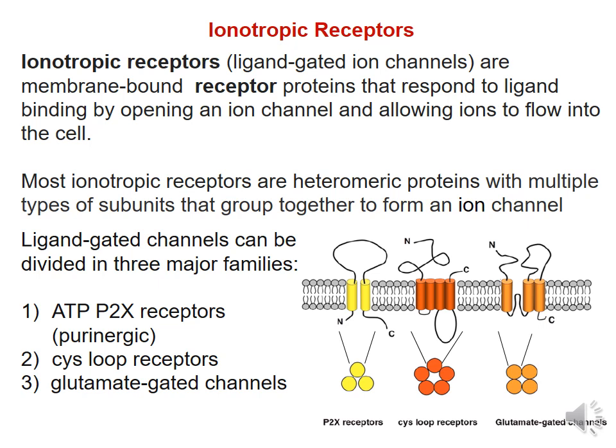And the last family, the third, glutamate-gated channels, are tetrameric receptors composed of 4 different subunits, in which each subunit has 3 different transmembrane domains and also an internal loop that faces in the membrane. And in this case, the N-terminal is facing the extracellular space, while the C-terminal is facing the intracellular space.